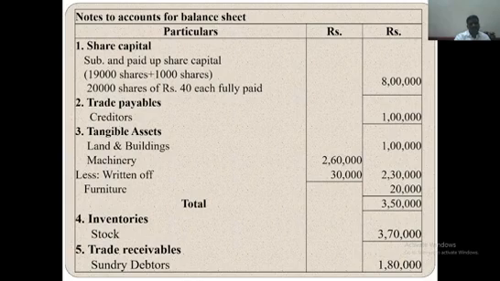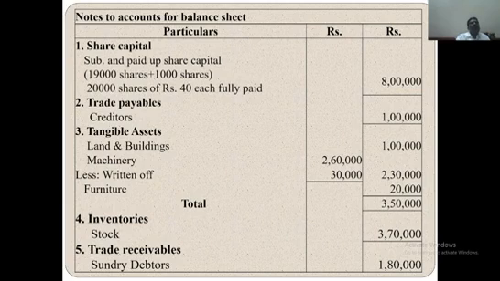First, subscribed and paid up capital: 19,000 shares plus 1,000 shares at the rate of rupees 40 each, because 60 is already reduced in capital reduction. So existing issued and subscribed capital 19,000 plus 1,000, total 20,000 shares at the rate of rupees 40 each. 20,000 into 40, 8 lakh rupees. So note number 1, 8 lakh. Second, note number 2, reserve and surplus. Reserve and surplus is not there.